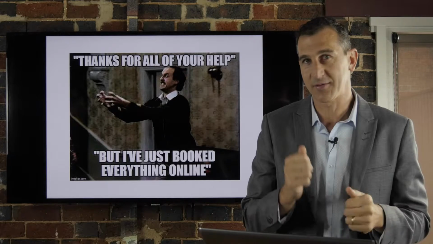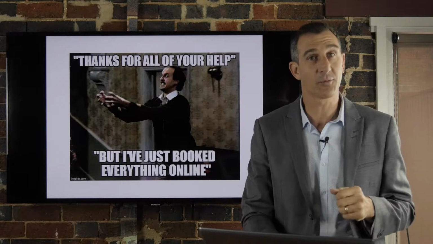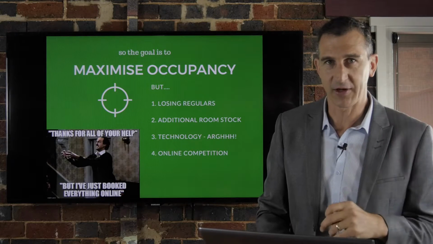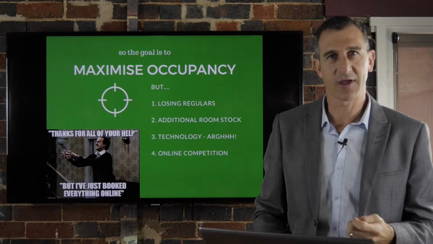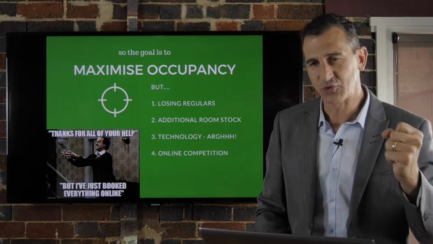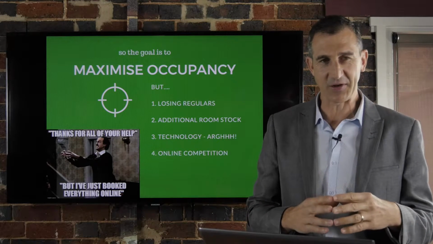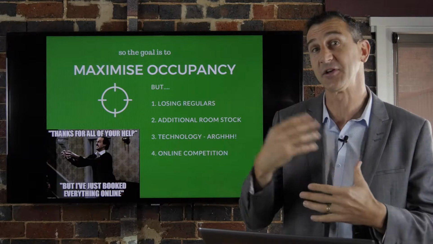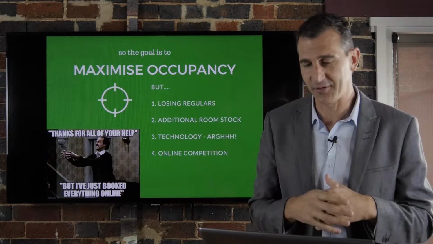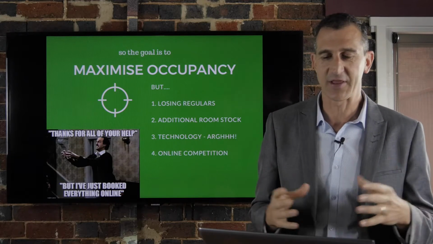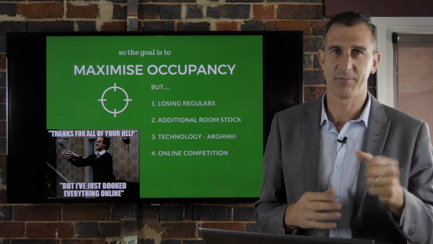So today is about making those 3 key shifts that we think will make a difference in the online space, because you're probably losing regulars. You're probably seeing additional room stock coming into the marketplace. I'm sure you're having struggles with technology, not only working it out yourself, but possibly seeing your competitors do really well with it as well. And you're going, well, how are they doing it? I just don't know where to start. And the final one is obviously that online competition. And that's what Basil's struggling with there.